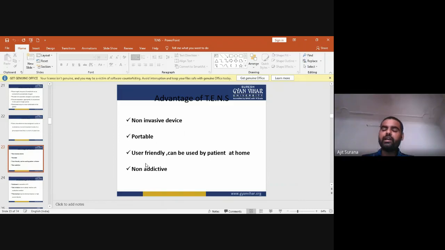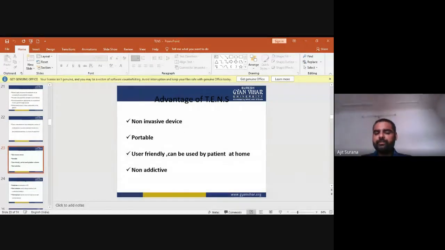They are portable, due to which they are easily handled. They are user friendly and can be used by the patient at home itself. They are non-addictive. These are the advantages of the TENS: non-invasive, portable, user friendly, usable by the patient at home, and non-addictive.